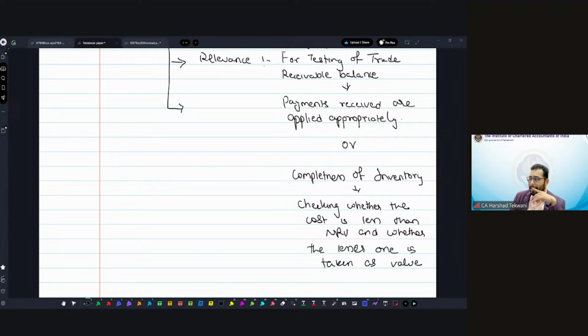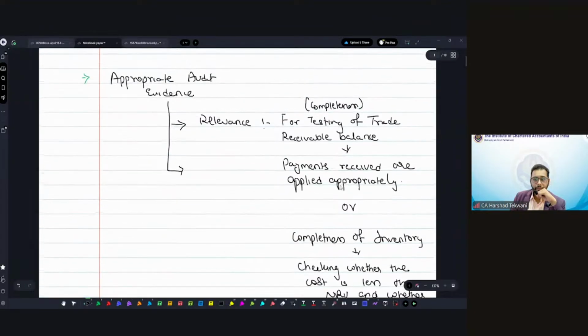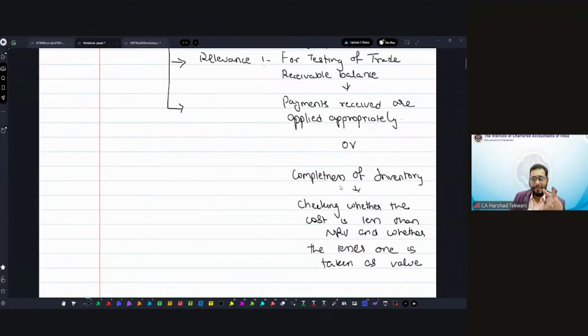Very good, Mega. Anyone? What do you say? Is this relevant in this scenario? Very good, Chitra. So in this particular scenario, it is not.